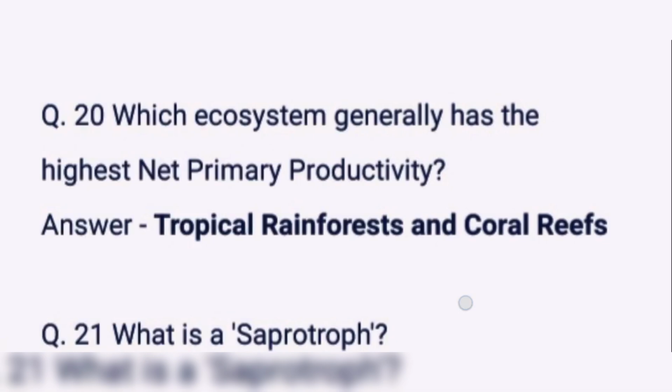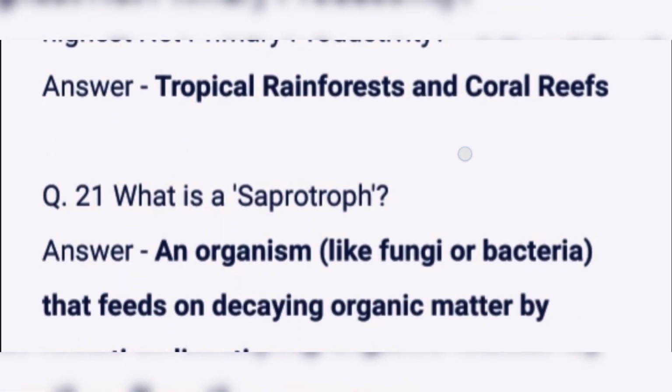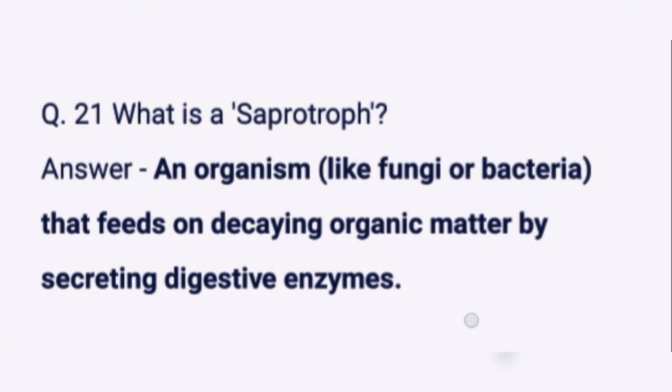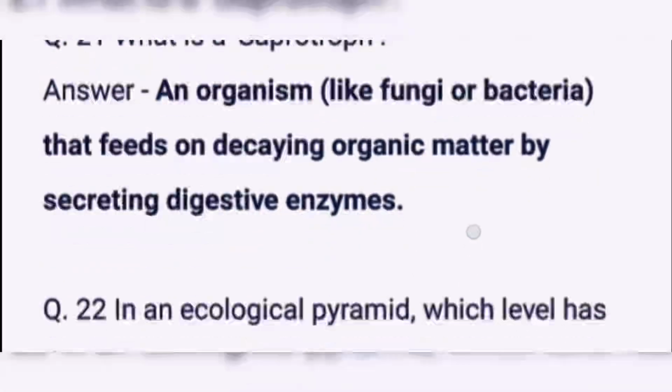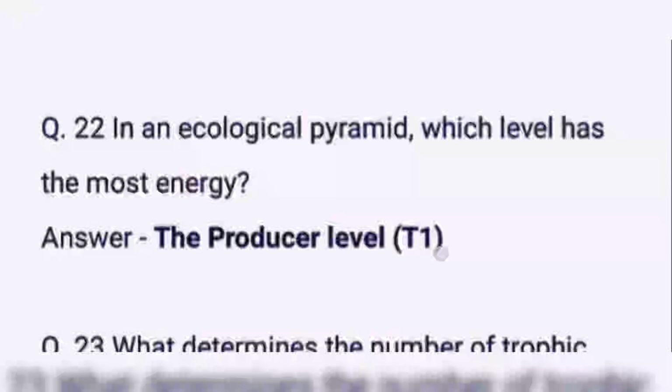Which ecosystem generally has the highest net primary productivity? Answer is tropical rainforest and coral reefs. What is a saprotroph? Answer is an organism such as fungi or bacteria that feeds on decaying organic matter by secreting digestive enzymes. In an ecological pyramid, which level has the most energy? The producer level.